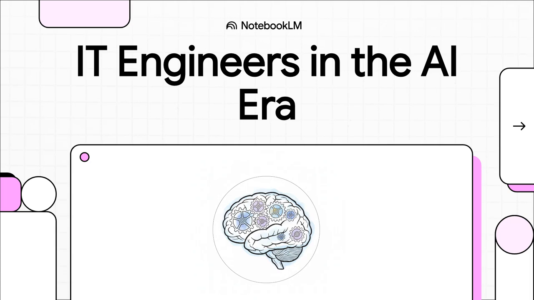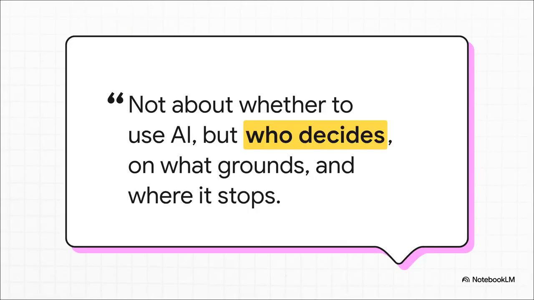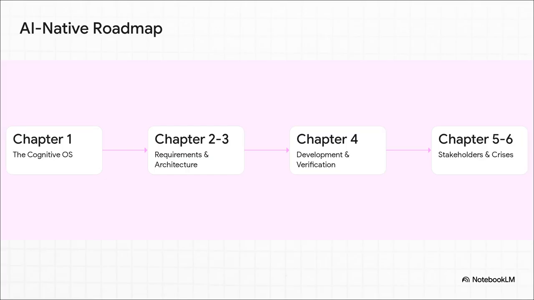Welcome to our explainer on how professional IT engineers think in the AI era. Senior engineers, listen up. We're tackling the chaos of ungoverned AI head on. It's all about accountability, operational control, and making the final call. Here's the roadmap. We'll cover the cognitive OS, requirements, architecture, development, and how to manage stakeholders and inevitable crises.